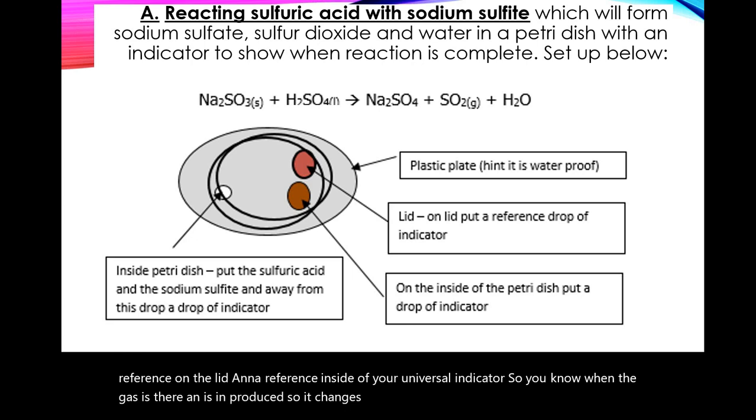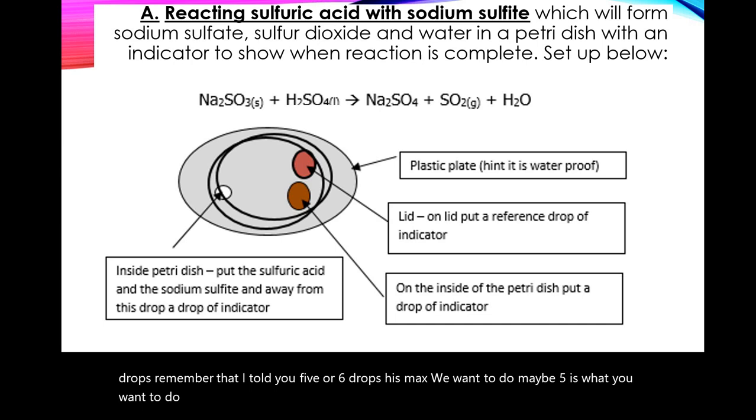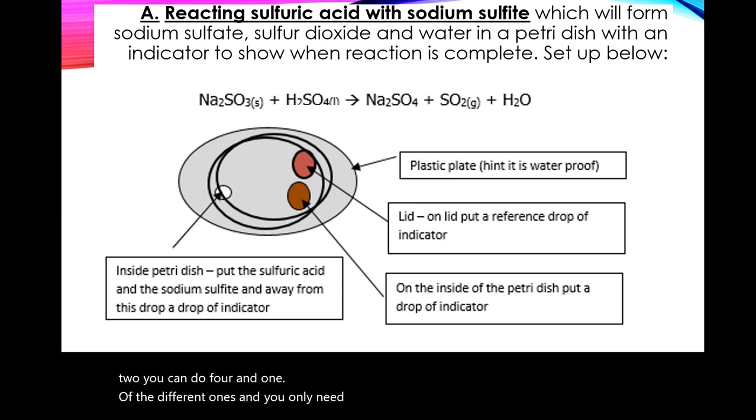On the other side, you're going to decide drops. Remember that I told you 5 or 6 drops is the maximum you want to do. Maybe 5 is what you want to do, because you can do 1 and 4, you can do 3 and 2, you can do 4 and 1 of the different ones. And you only need to do 3 experiments, but you could do all of them. Okay, they don't take that long, but you need a minimum of 3. The more the better, because then you can see the trend.